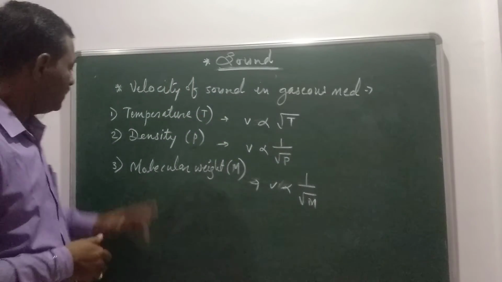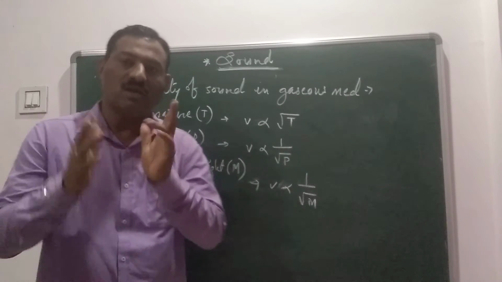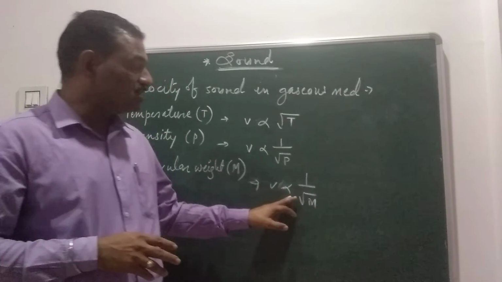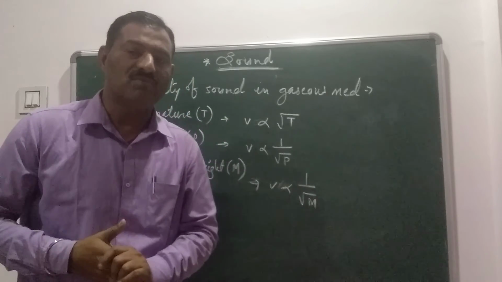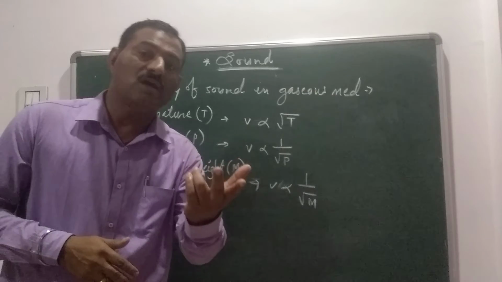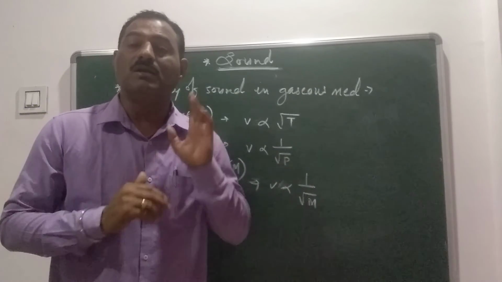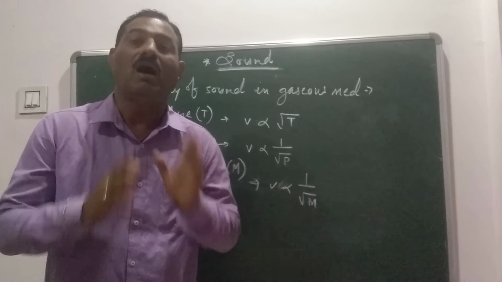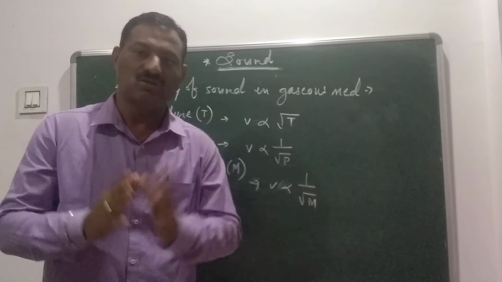And the third factor is the molecular weight of the gas, denoted by the capital M. The formula becomes V is inversely proportional to the square root of the molecular weight of the gas. Simply, if you increase the molecular weight of the gas 4 times, then the velocity of sound decreases by half. These are the three factors which affect the velocity of sound.